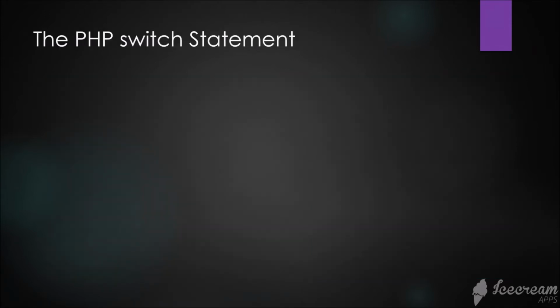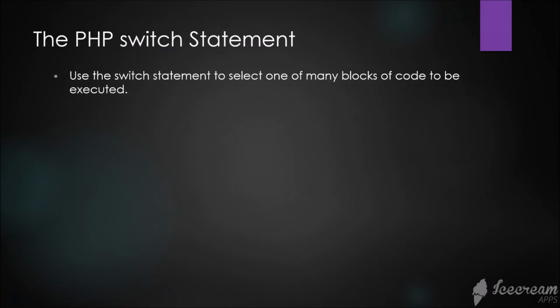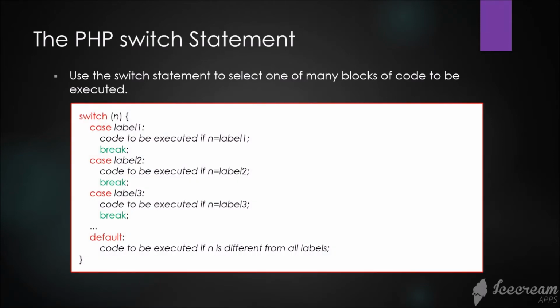Okay, next is the PHP switch statement. Use the switch statement to select one of many blocks of code to be executed. Okay, so ito yung syntax natin. So we have switch, open close parentheses, wherein in here, the value that we're about to compare, then curly braces. Sa loob dito, nandito yung mga case statements natin, at saka yung default. Then, tong label, this is the one that we're going to compare with the N. So, once mag-match yung N at saka yung label, then it will execute this particular code.